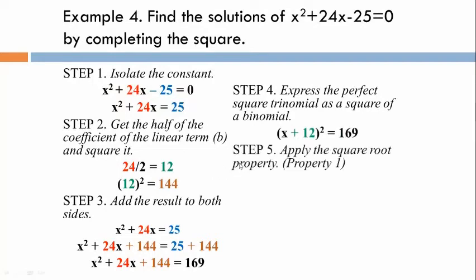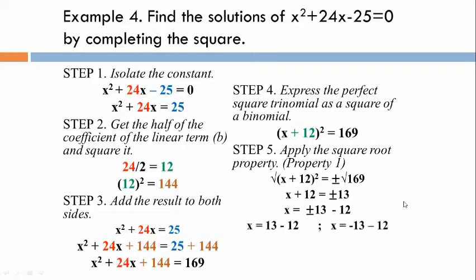From there, we apply the square root property. Take the square root of the two sides, we get x plus 12 is equal to positive negative 13 because the square root of 169 is positive negative 13. Then we have x is equal to positive negative 13 minus 12. Or it can be interchanged. It can be negative 12 plus minus 13.